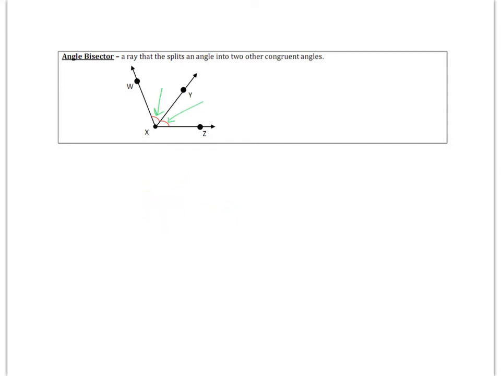But in our case, we have an angle bisector. So it says an angle bisector is a ray that splits an angle into two other congruent angles. So you can see here, ray XY is an angle bisector. I'm going to use a symbol for angle bisector. And that means that angle WXY is congruent to, remember that symbol for congruent, angle YXZ. So that means those two smaller angles will be the same size.